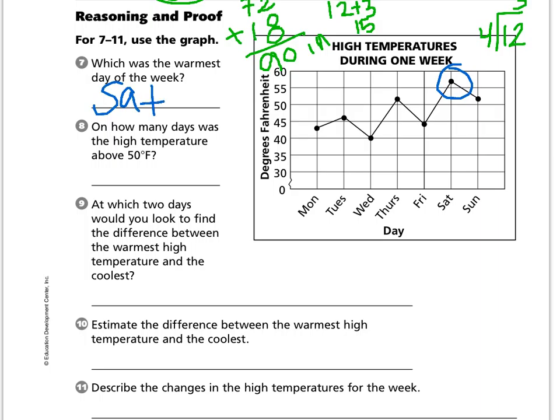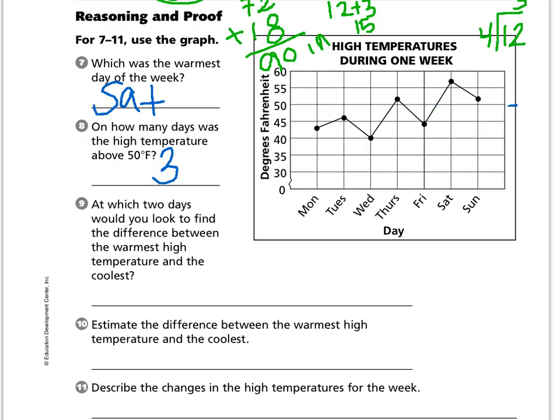How many days was the high temperature above 50 degrees? And I know that I can look at the 50-degree line, and I can clearly see that there's 1, 2, 3 days above the 50-degree line.